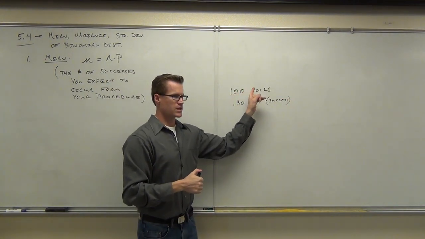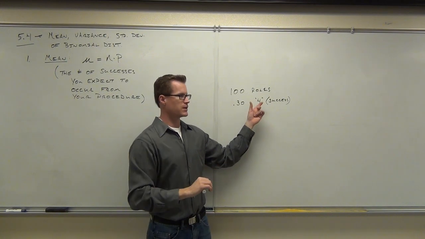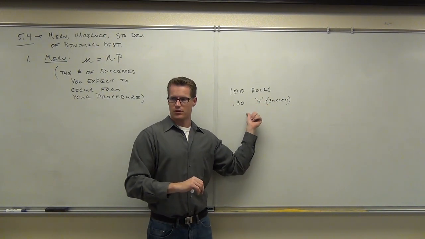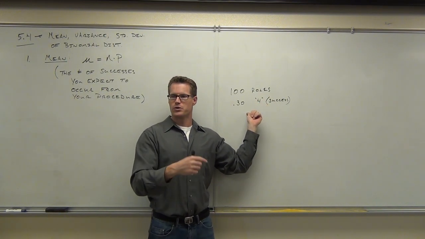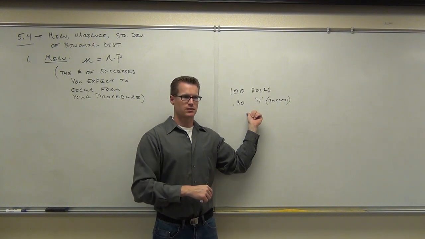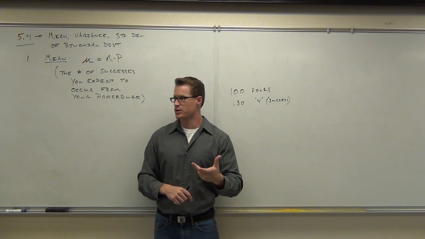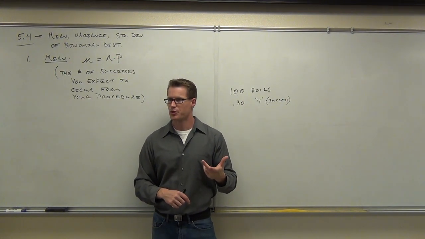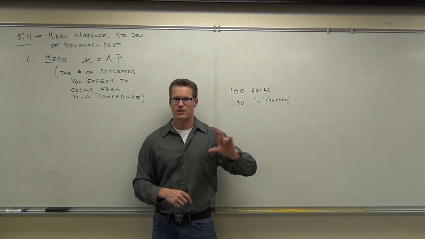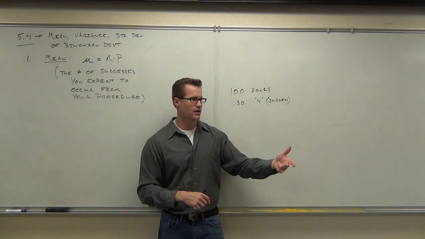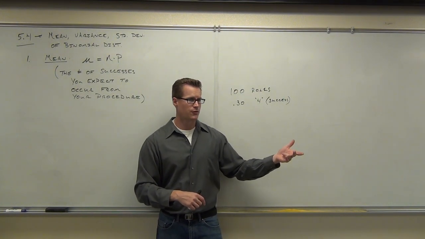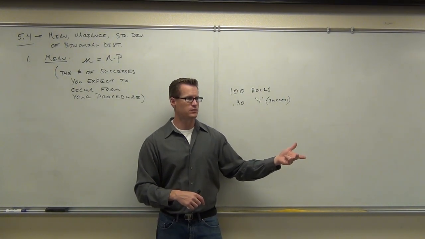If you have 100 rolls, and the probability every time you roll the die of getting a 4 is 30%, 0.30, how many 4s should you expect to get? 30. You should expect to get 30. 30% of the time you're going to get a 4. Does that make sense to you? So out of 100 rolls, you would expect to get pretty close to 30 4s. Nod your head if you're with me on that.